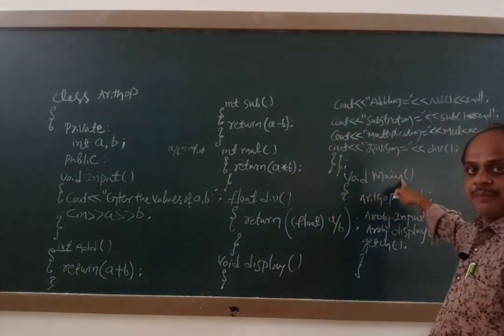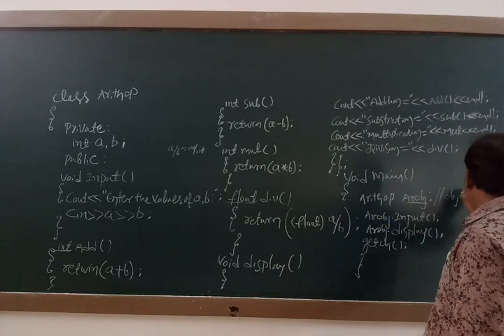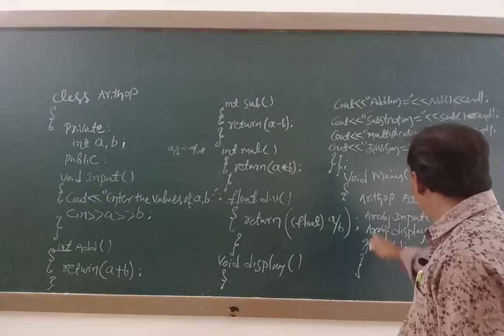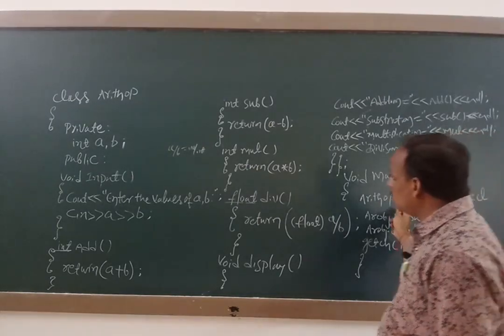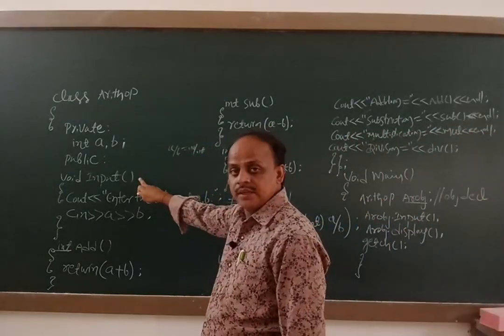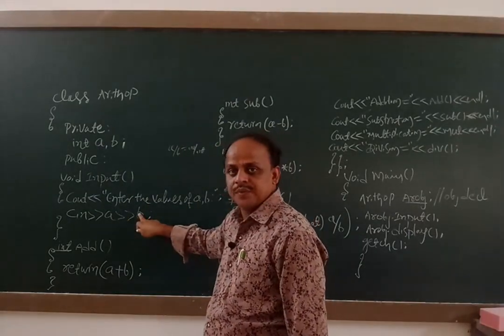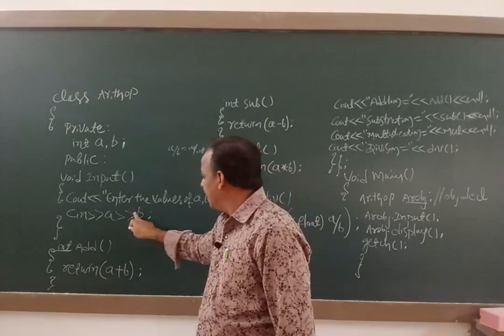Execution starts from main program, object declaration. This is what? Object declaration. After declaration of object, AROBJ dot input function means cursor goes to input function, right? Here enter the values of A, B, means two values. What we are entering, two values are going to be stored in A and B.